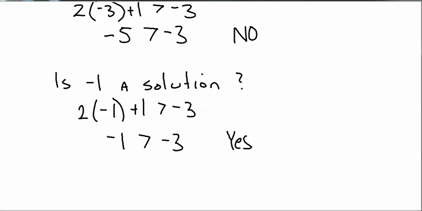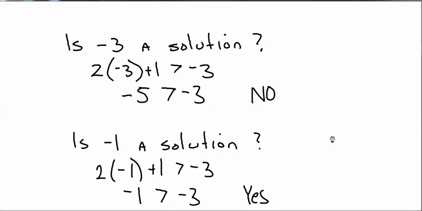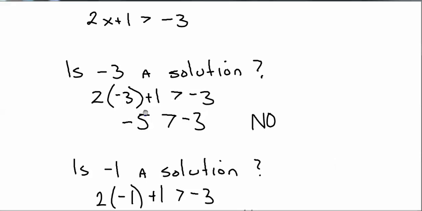So if you're asked if a number is a solution to an inequality, you take the number, you substitute it into the variable in the inequality, and you just work the problem out. Okay? If the number you substituted makes the inequality true, then it's a solution. If it makes the inequality false, then it's not a solution. Clear? You clear? Good.